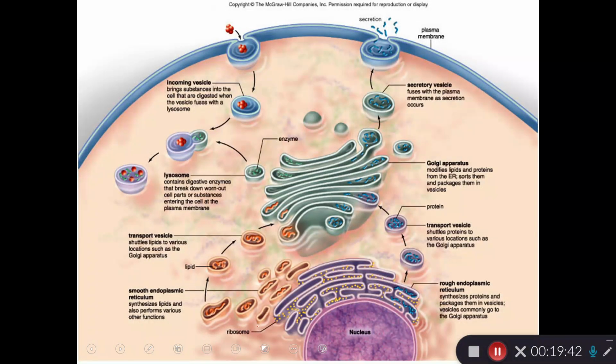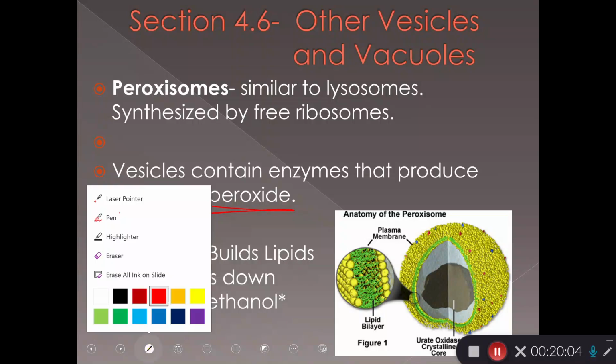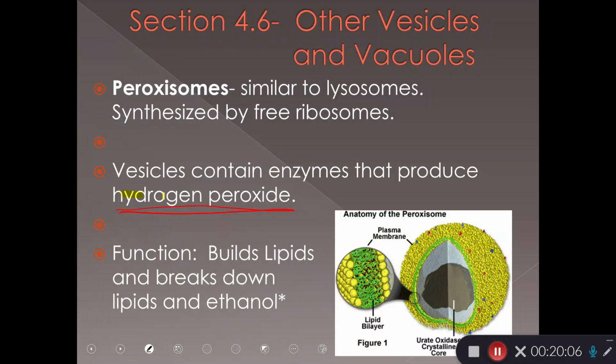So here you can see a picture of some of the organelles. So pause this video and look, you can see the vesicles coming in and out. Peroxisomes are similar to lysosomes. They actually produce hydrogen peroxide, build lipids and break down lipids and ethanol. Okay, so highlight here, the hydrogen peroxide found in peroxisomes.